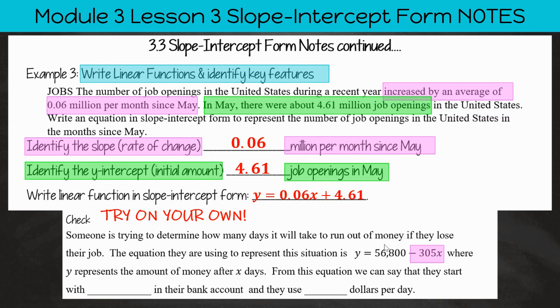All right, now that you've come back and are ready to check your answer, from this equation, we can say that they start with $56,800 in their bank account and they use $305 per day. So all you had to do in this check was identify which was your m and which was your b. Did you get it right?